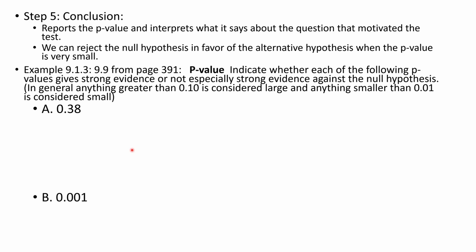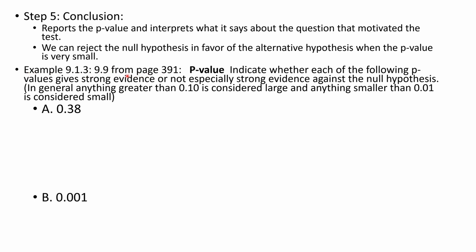Step 5. Make conclusions. We report the p-value and interpret what it says about the question that motivated the test. We can reject the null hypothesis in favor of the alternative hypothesis when the p-value is very small.